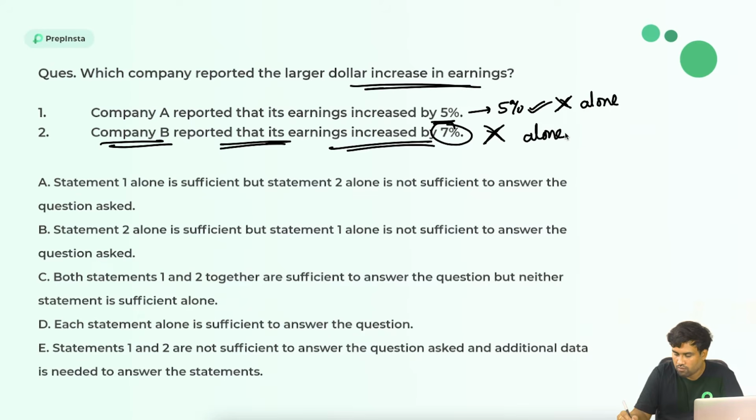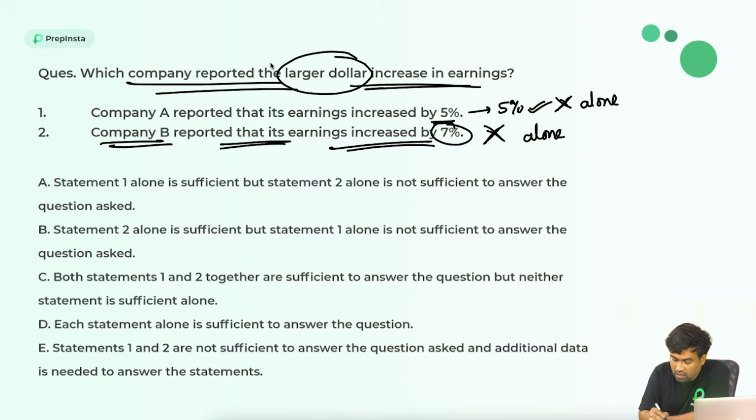If you want to learn about all the background theory of it, you can watch our Prime data sufficiency course. But they are asking which company reported the larger dollar increase, so combine the 2 statements. If you directly compare A and B together, they are having 5% and 7%. Percentages will never give you the answer.